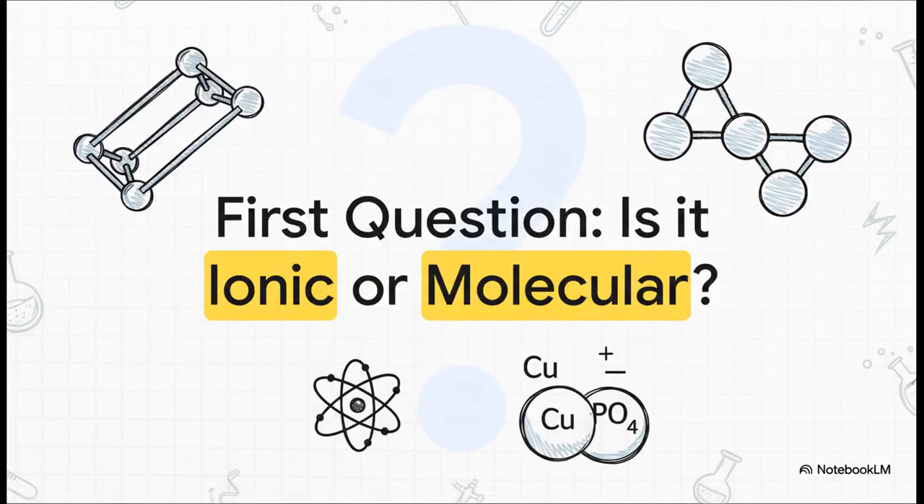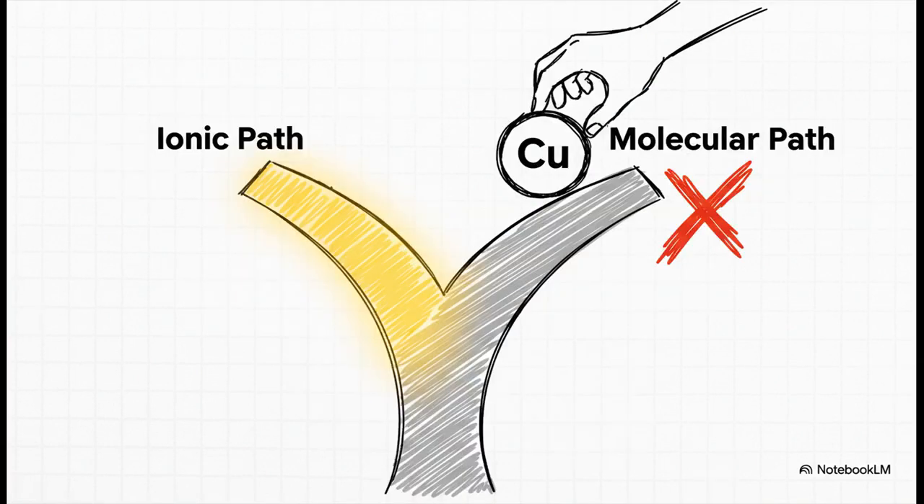So what do we ask first? You know it. Is it ionic or is it molecular? Do we have a metal in there? Let's look at what we've got. We have Cu, which is copper, and that polyatomic ion, phosphate. Yep, copper is definitely a metal. So, boom, right away, we know exactly which path we're on. We're on the ionic path, and that means we need to start thinking about charges, not prefixes.